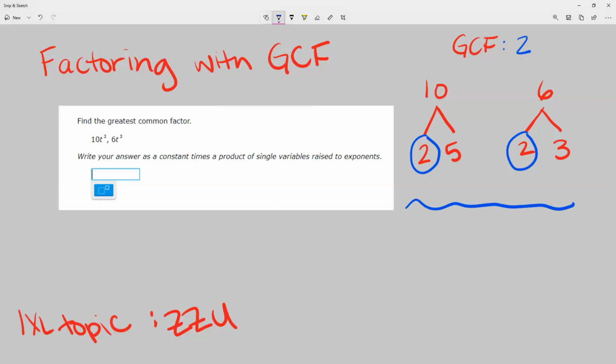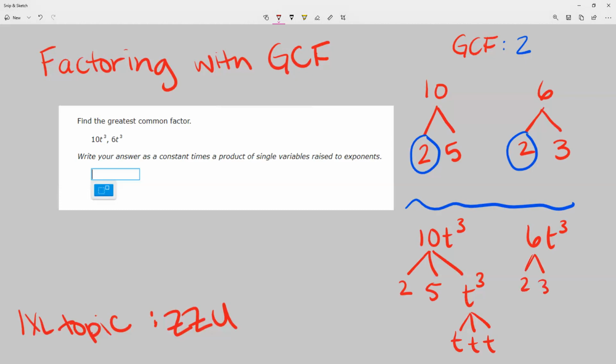Now we're going to do the same type of thing, but now we're going to include variables. So instead of just 10, now it's 10t to the third and 6t to the third. So really what that means, if I'm thinking about how this changes, I'm really saying that I'm doing 2 times 5, and then t to the third power is really saying t times t times t, right? Same thing here. So this is 2 and 3.